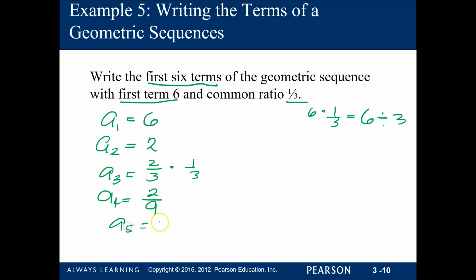For the fifth term, again you multiply by 1/3, and it's going to be 2/27. And then for the sixth term, multiply again by 1/3, and that's going to be 2/81. So if you have a fraction, especially with a numerator of 1, it is dividing by this number here. But like I said, you can always just use multiplication and keep it in fraction form.